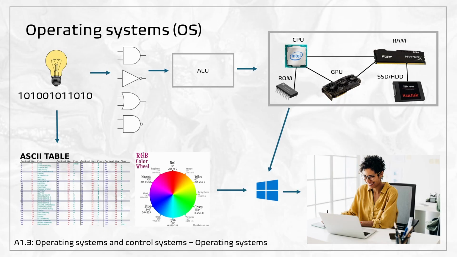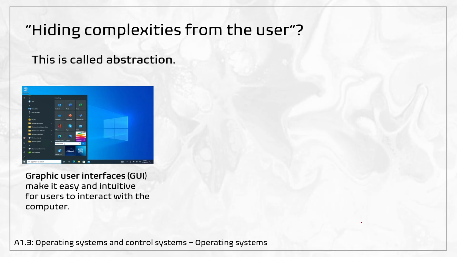The OS is a piece of software installed on every device, and its role is to manage hardware resources while hiding its complexities from the user. Now, what does this really mean? The concept of hiding complexities from the user is called abstraction, and is what allows people like us to use the computer without understanding binary.